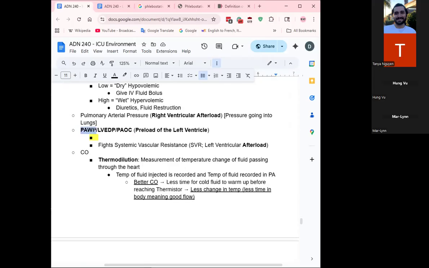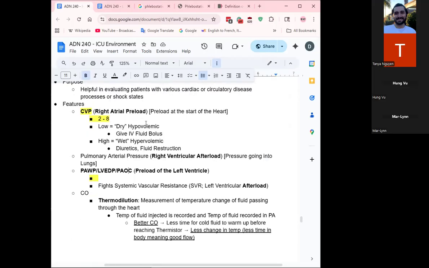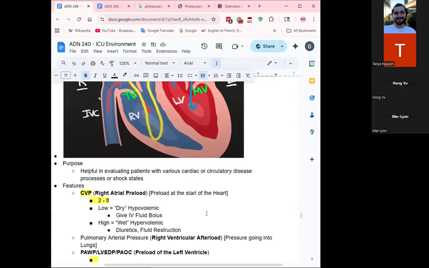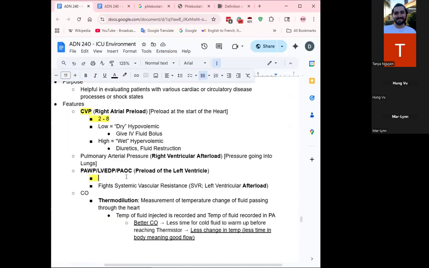The PAWP, this has a lot of names actually, the pulmonary arterial wedge pressure, also known as the left ventricular end diastolic pressure, also known as the pulmonary arterial occlusive pressure. This is going to be an estimation of the amount of pressure that is going to be found in your left ventricle. So this is the pressure that's coming from the lungs and going into your left ventricle. So this is the amount of pressure in your left ventricle after it makes its way through the lungs. The number that they'll want you to know is 4 to 12.